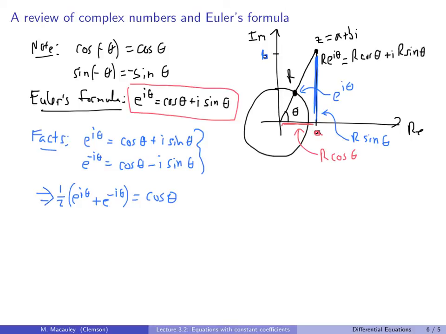And if we subtract these two things, now the cosines cancel, and we get 2I sine of theta. So if we subtract them and divide by 2I, e to the I theta minus e to the negative I theta, times 1 over 2I, now we get sine of theta. This is something that I bet not all of you have seen, that the cosine and sine functions can actually be written using complex exponentials in a really simple way like this.